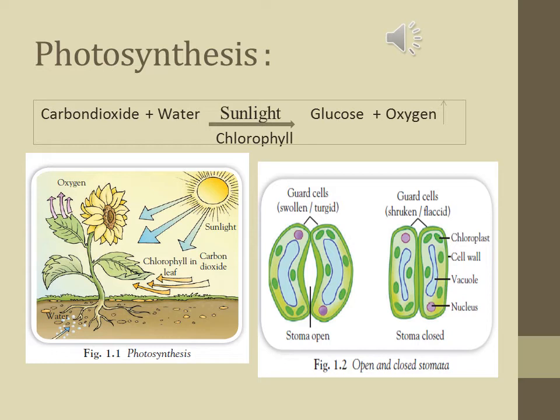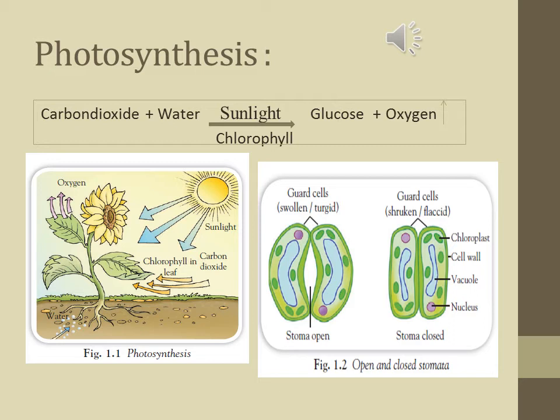There are four factors which are required for photosynthesis, which I have already told you: carbon dioxide, water, sunlight and chlorophyll. So carbon dioxide and water, with the help of chlorophyll and in the presence of sunlight, prepare food in the form of glucose, and in this reaction oxygen is released. So photosynthesis is a complex process.